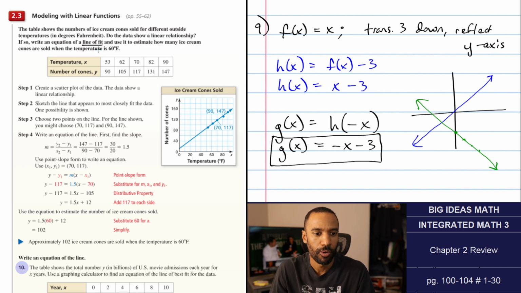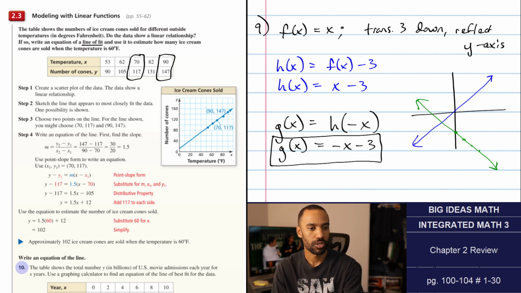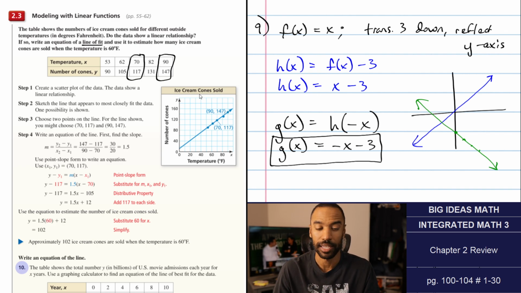Step 3, choose 2 points on the line. For the line shown, you might choose 70, 117 and 90, 147. Notice that they actually chose 2 points that were in your data. That is not a requirement. I think what they did was they said, when we drew our line, it looked like it hit through these points pretty well, and I can't tell any other points that are hitting through pretty well, so I'm going to go ahead and choose those 2. That's kind of what they're saying there. So they chose those 2 points, and then step 4, they're writing an equation.